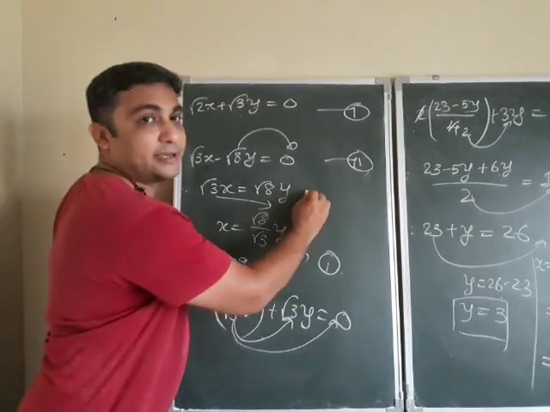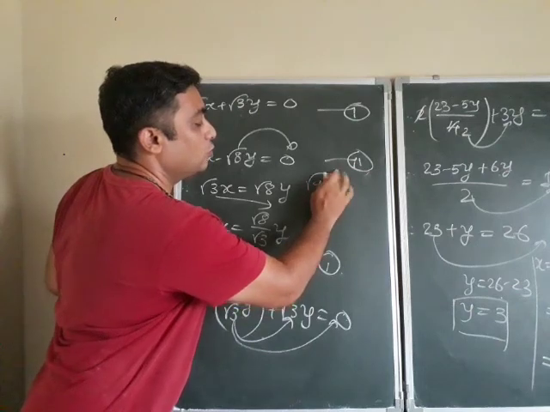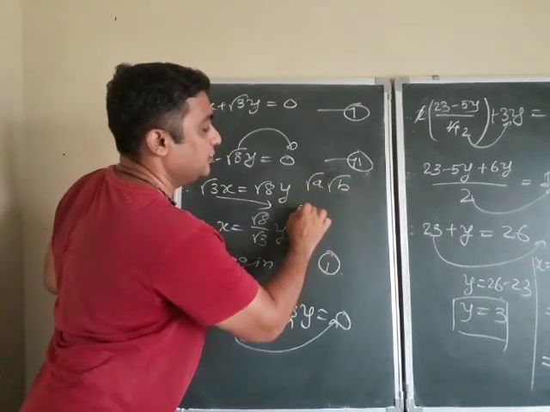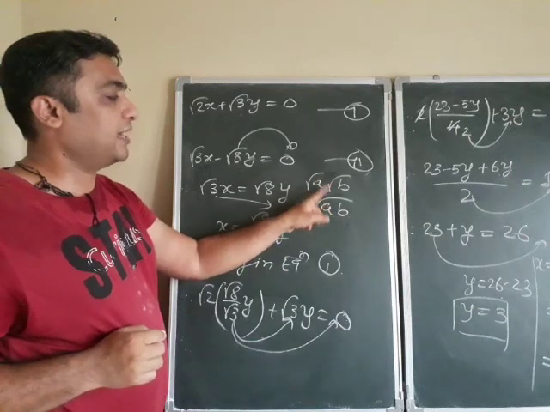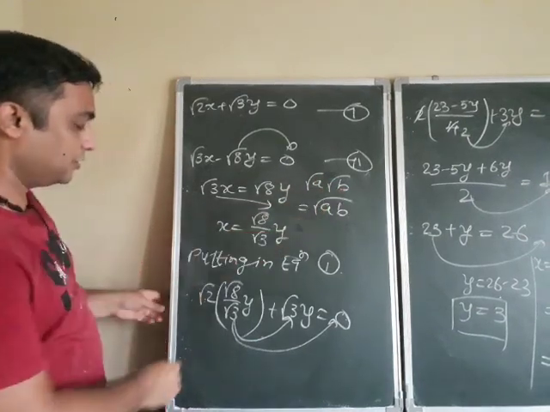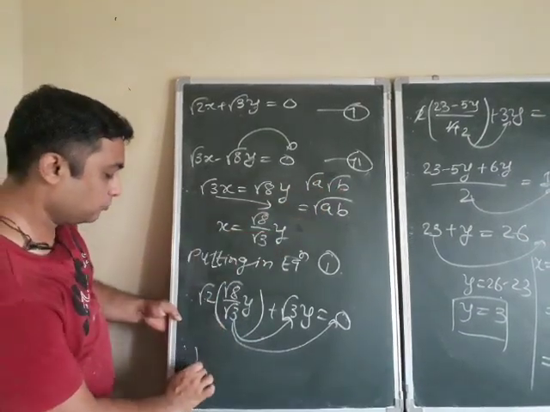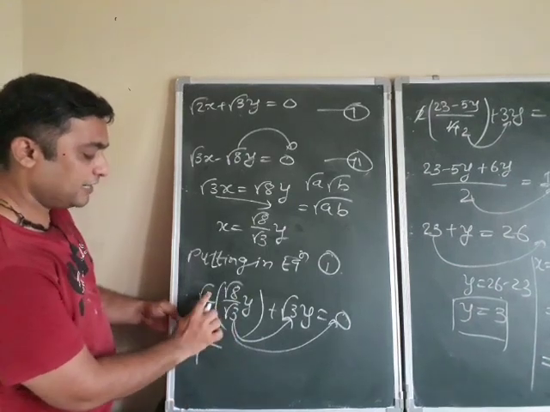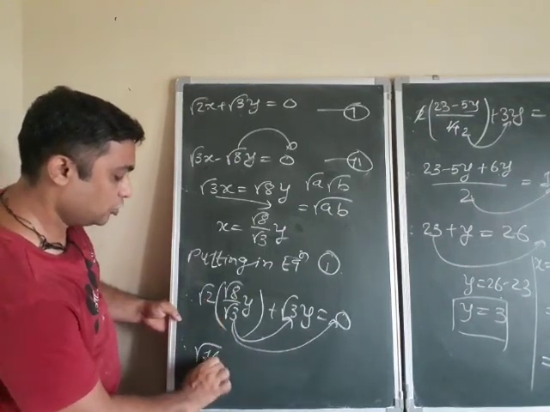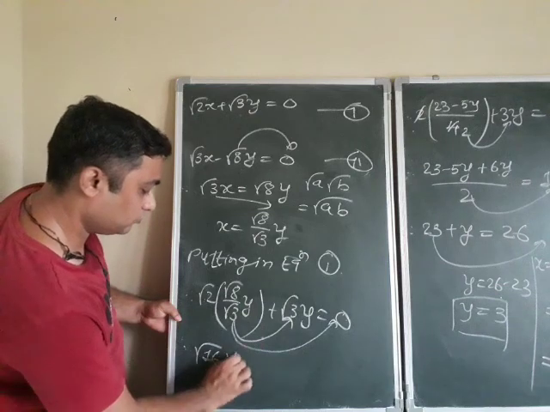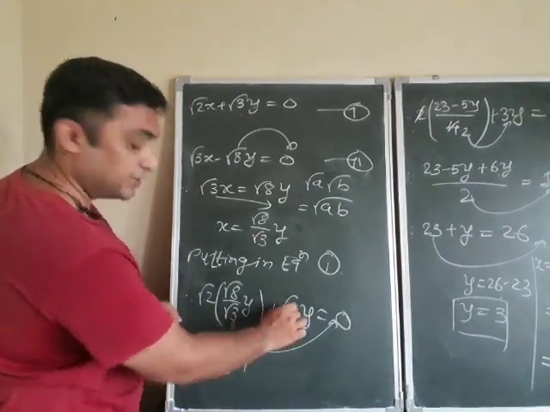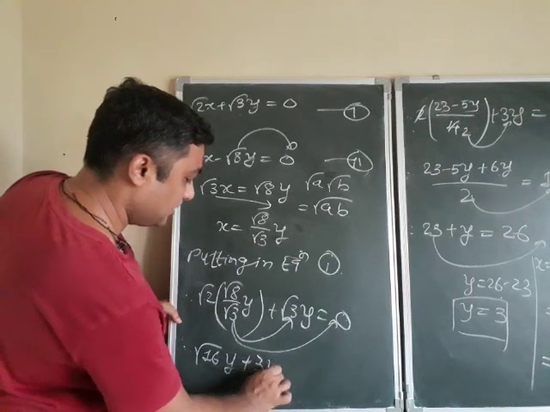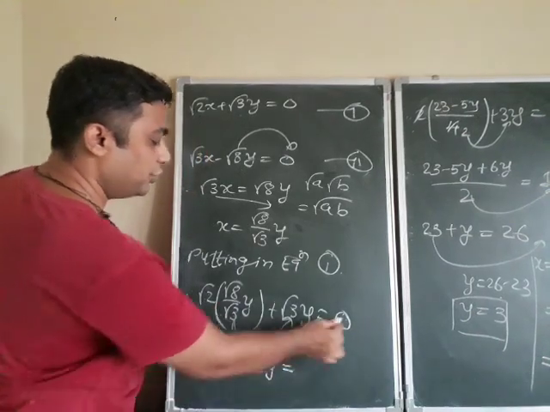आपको ये rules पता है exponential function का? Root a into root b is equal to root ab. दोनों को एक common root मिल जाता है और ये दोनों multiplied होते हैं. So root 8 into root 2, so एक common root और 8 into 2, so that is 16. So root 16y plus root 3 into root 3, 3. So plus 3y is equal to 0 into root 3, 0.